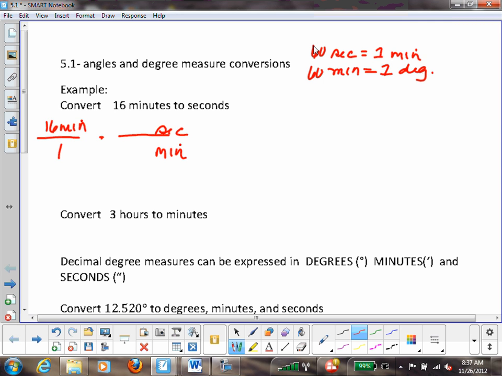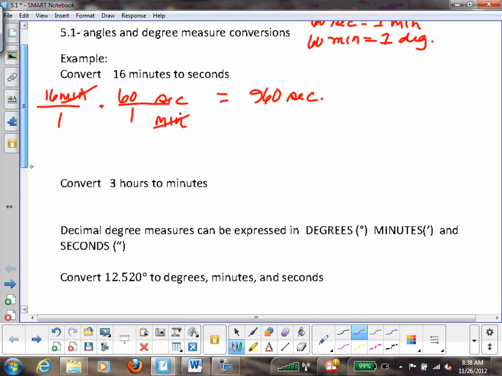Now, if there are 60 seconds in 1 minute, where does my 60 go? Does it go in the numerator or the denominator? Yeah, because 60 seconds in 1 minute. It's not 1 second for every 60 minutes. Show me the canceling of your units. This is strictly a multiplication problem, and you get 960 seconds. You're just multiplying your fractions, yes?